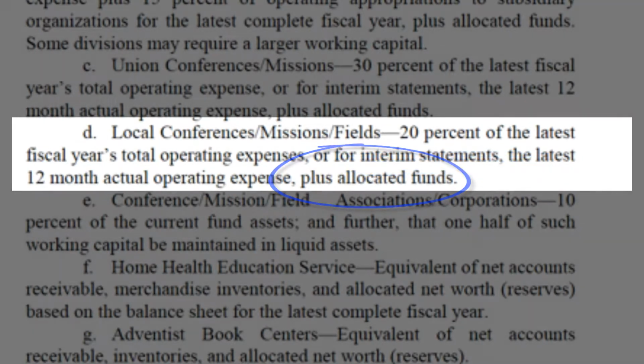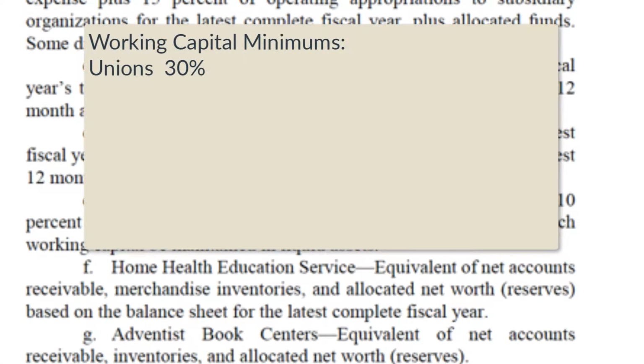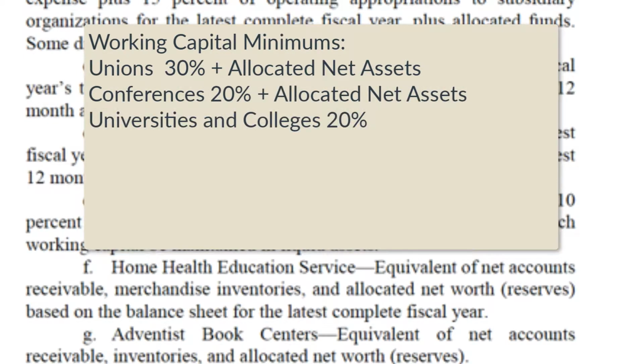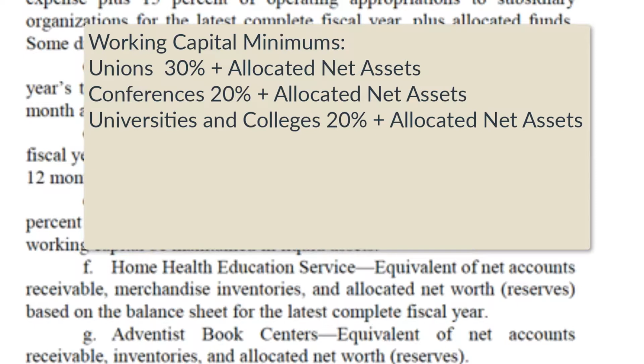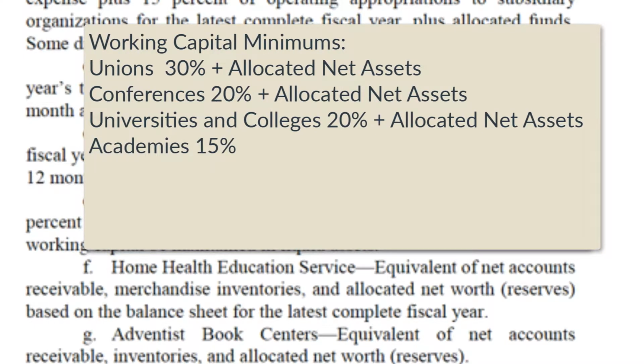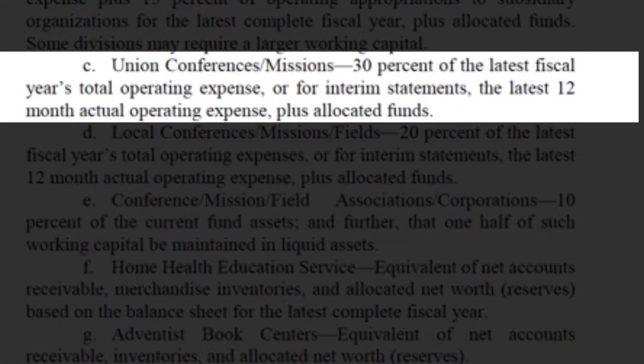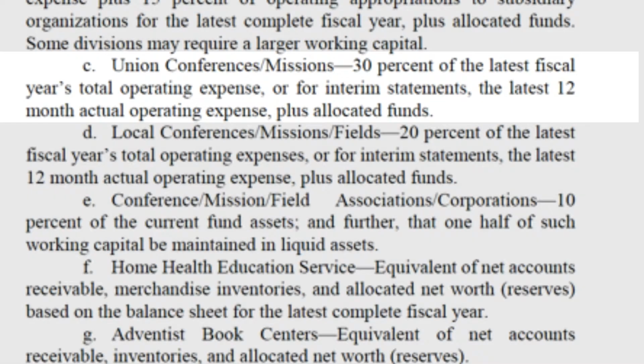And so let's just go through this. We have unions, 30% plus allocated, conferences, 20% plus allocated, and then university colleges and junior colleges, 20% plus allocated. Okay. Academies, 15% plus allocated. Oh, excuse me, there's no allocated in the academy. All right. So you get the idea. Now that we know the jargon, let's go back to the union and use that as our class example. The union is 30% plus its allocated. All right, so we can come back over here.